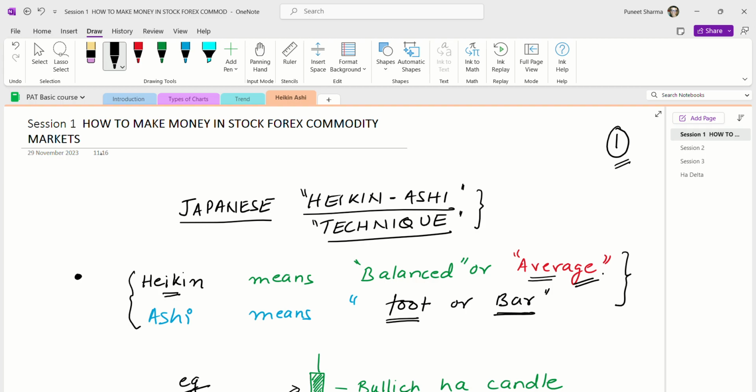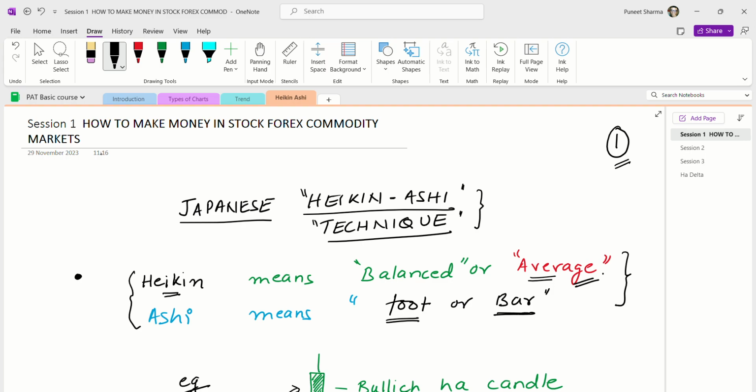This is our session 1 on how to make money in the stock market, in the forex market or in the commodity market. Stock market is the other name for an equity market or share market. Forex is where various currencies are traded. Commodity markets are where metals are traded, gold is traded, silver is traded, and various agri commodities are traded. So in any of these markets you can apply the technique which I am discussing.